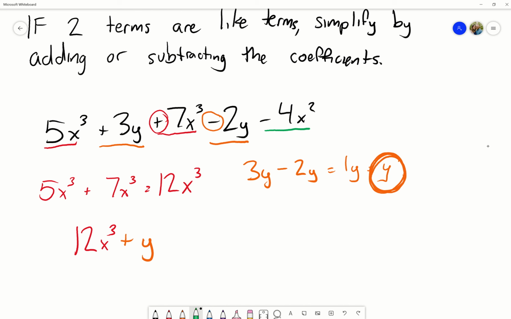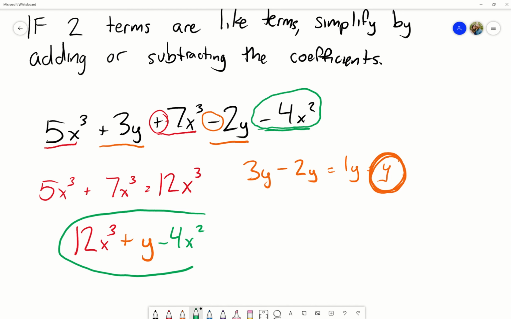And then left over, I have this minus 4x squared here. So I'm just going to leave that as minus 4x squared. If I can't combine it with anything, I leave it with the operation that's in front of it. So I always care about the operation in front of my term. That will help me know how to put it into my final equation. So this right here would be my final equation.